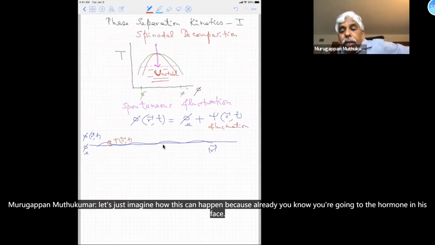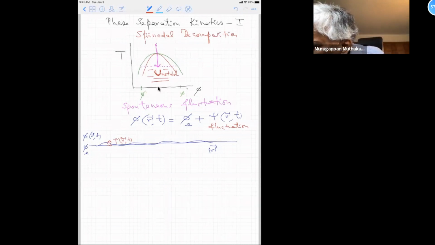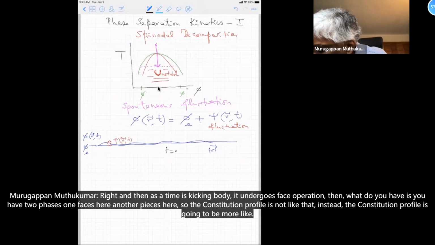Let's just imagine how this can happen, because already even in the homogeneous phase, there is some fluctuation. That's how you determine your chi parameter, by monitoring what the fluctuations are. But when I quench it here, eventually as a function of time, you start like this at t is equal to 0, because you are like this and quench it. At t is equal to 0, it looks like this, right? And then as the time is clicking by, it undergoes phase separation.